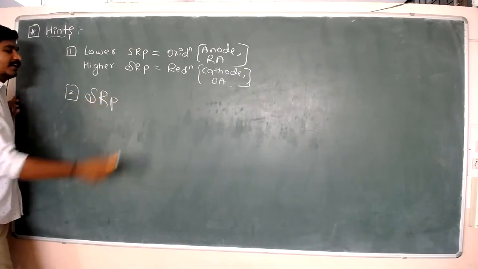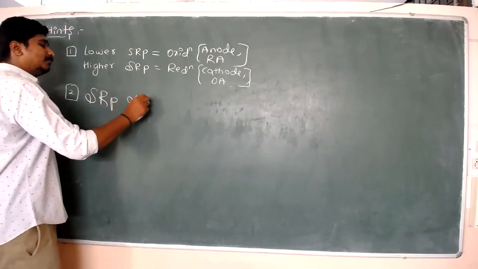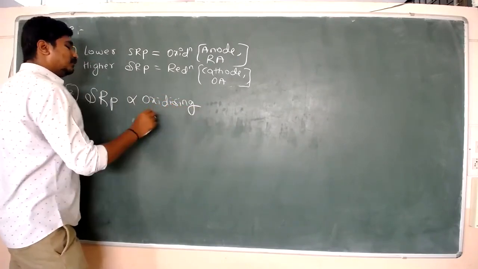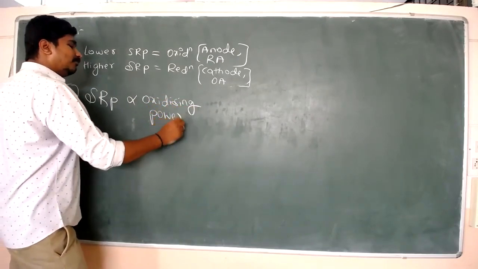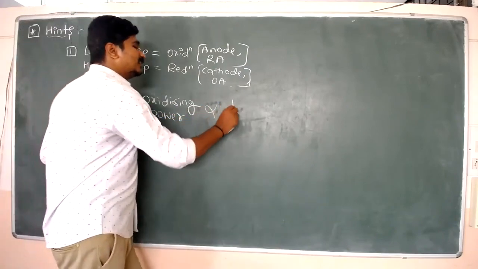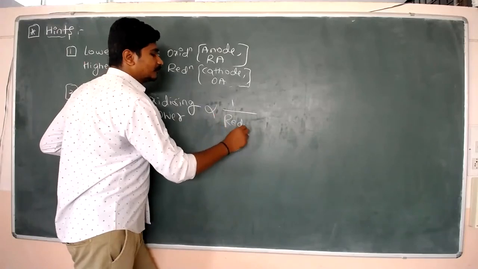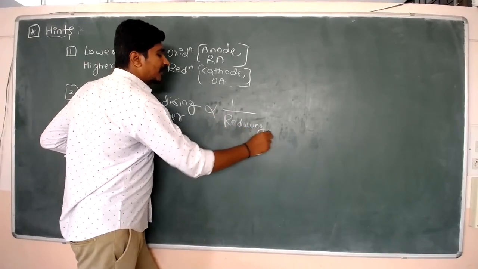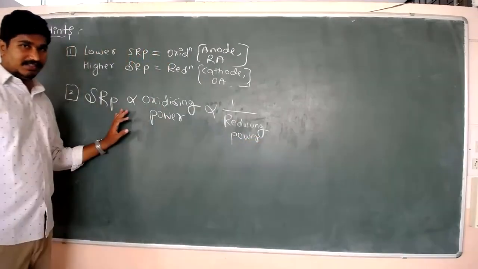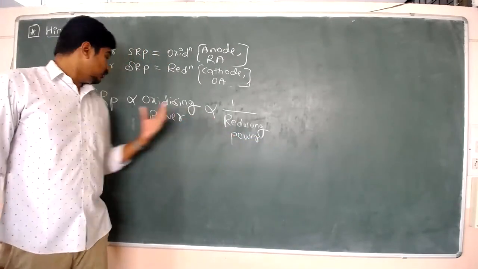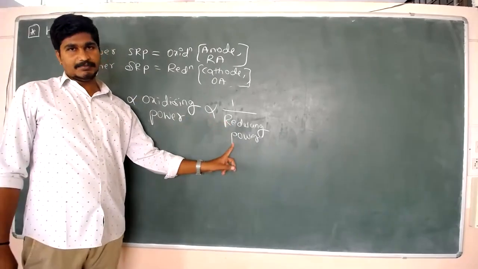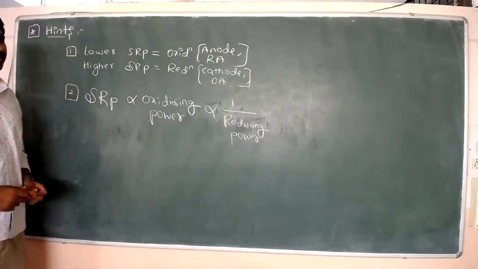SRP values, standard reduction potential values, are directly proportional to oxidizing power. Here the higher the SRP value, the higher will be the oxidizing power. And it is inversely proportional to the reducing power. Higher the SRP value, lower will be the reducing power.